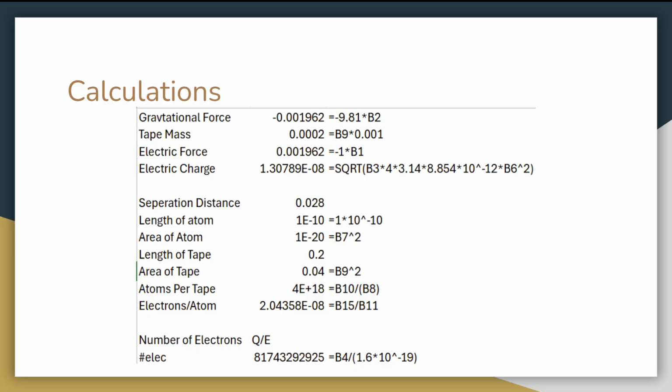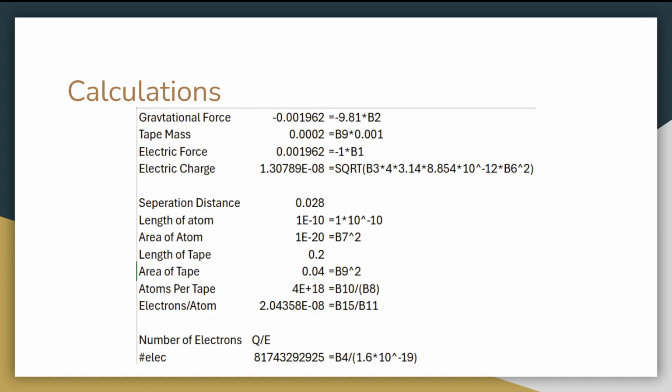So looking at our calculations, it's laid out pretty simply in this Excel table. You can see some of our initial inputs here from gravitational force, tape mass, and the electric force, which were mentioned on the previous slide. You can see the separation distance as well in the second part, and then the length and area of our atom. And then this all flows into calculating the number of electrons.